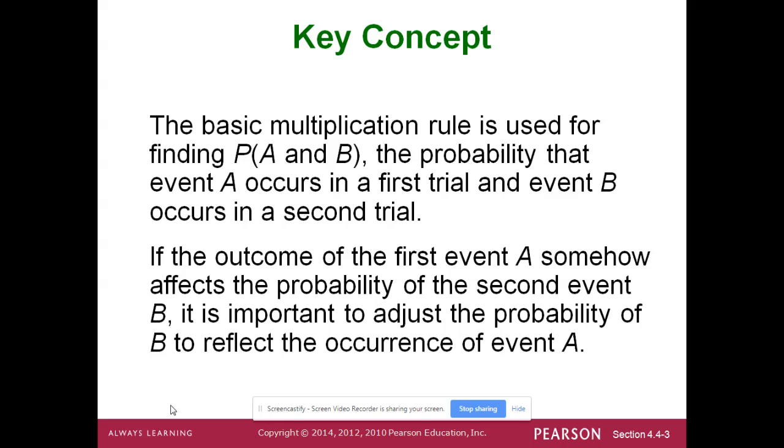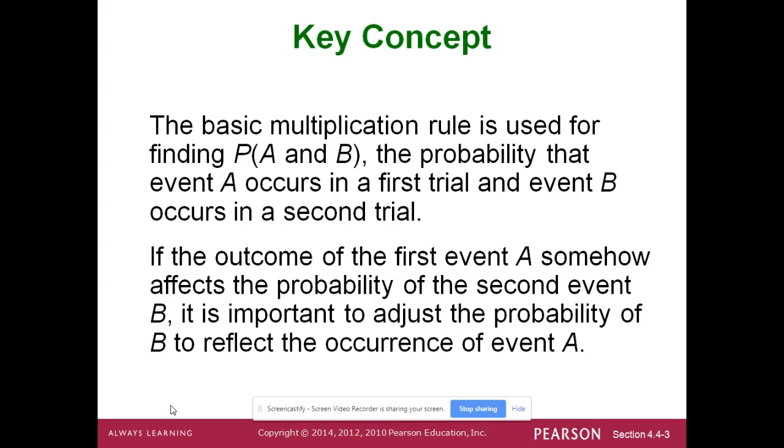Okay, so the basic multiplication rule is used for finding an AND event. Last week we talked about OR events, and that was the addition rule. AND events are multiplication rules, okay? So event A occurs in the first trial, event B occurs in the second trial. What we've got to decide is, are those independent events or dependent? So does the first one affect the second one?